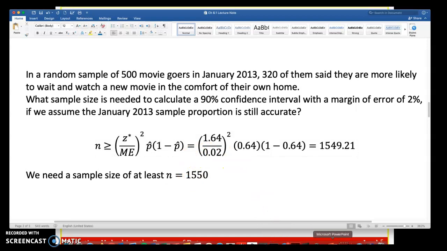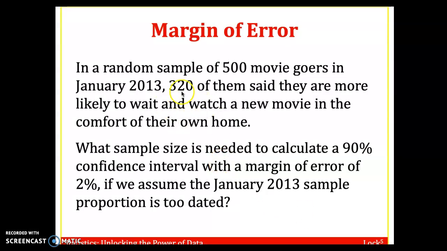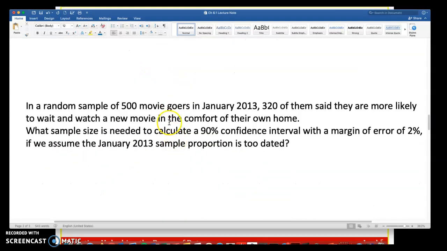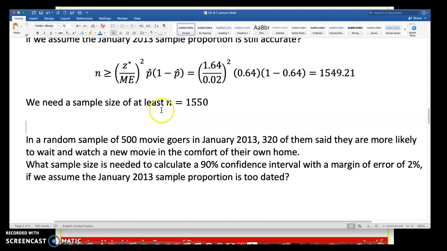All right, I wanted to compare that with what if we go through the same exact process, everything here is the same, except what if we assume that January 2013 sample proportion is too dated? It's been a number of years since 2013. Let's assume this 320 out of 500 is not a good sample anymore. Too much time has passed. So if we want to get a random sample in order to calculate a 90% confidence interval and be within a 2% margin of error, we have the same situation here, except the only thing that's going to be different in this formula is going to be p hat.